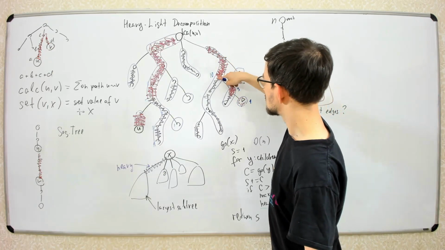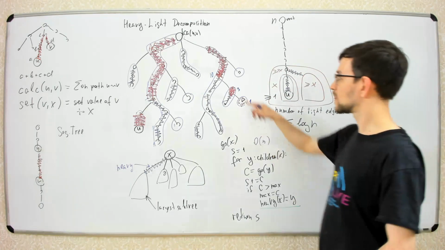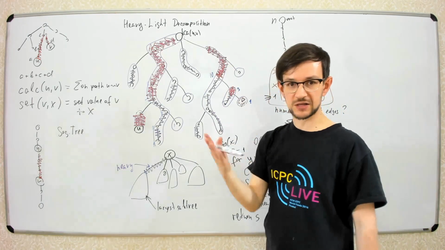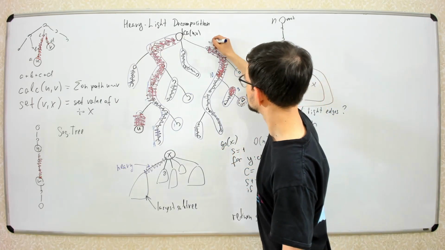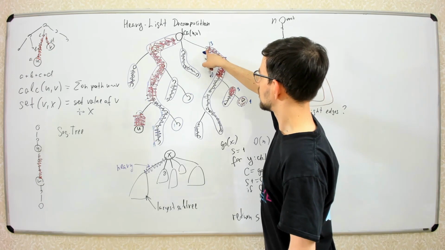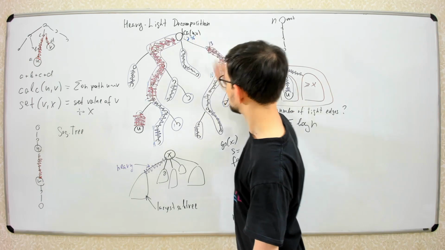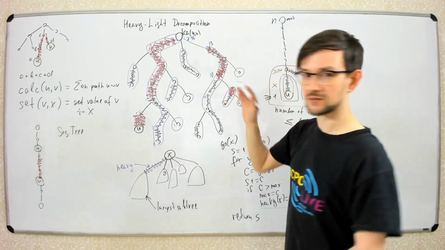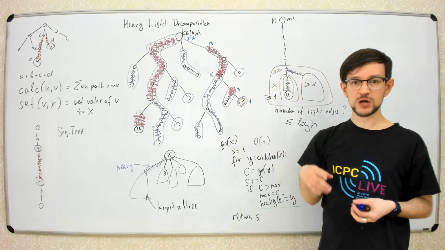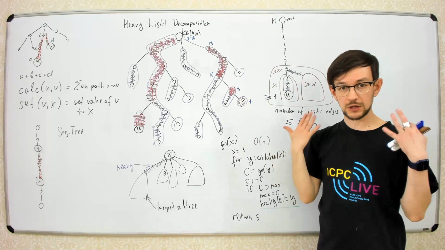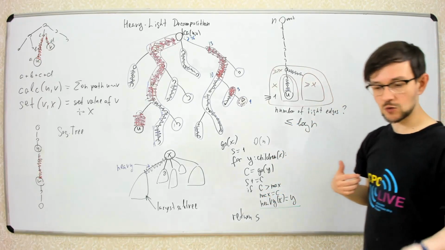So when you take a heavy edge, your size is not decreasing. So the size of this subtree is at least 10. No, actually it's more than 10. It's 10, 1, 2, 3, it's 13. Now when you move from here to here, the size of this subtree is at least 28, 26. I'm not sure. It should be bigger, but not a big deal. So again, every time you see a light edge, you increase your size twice. You cannot do it more than log n times. So the total number of light edges on your path is no more than log n.